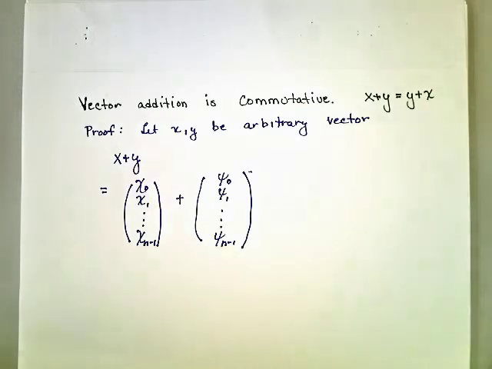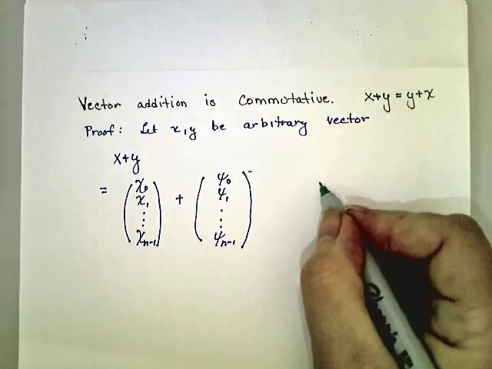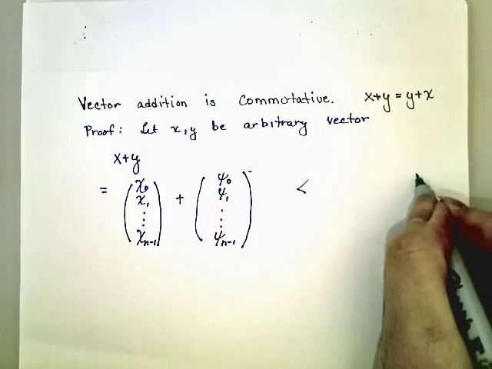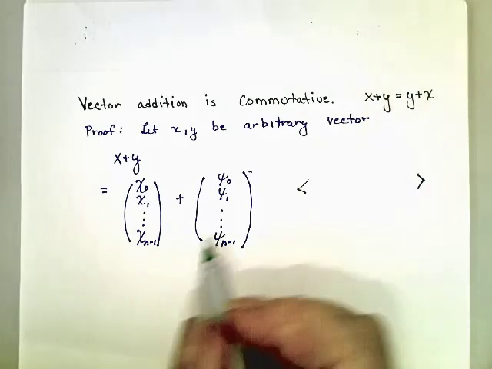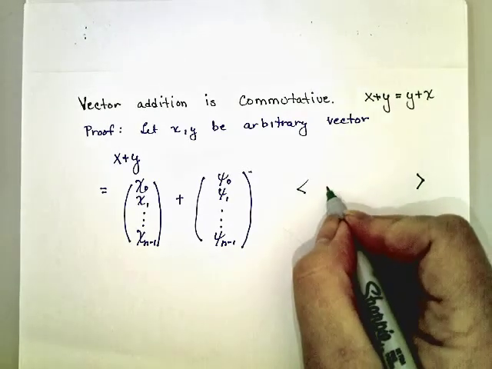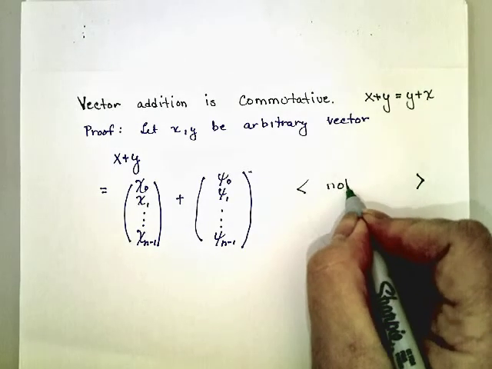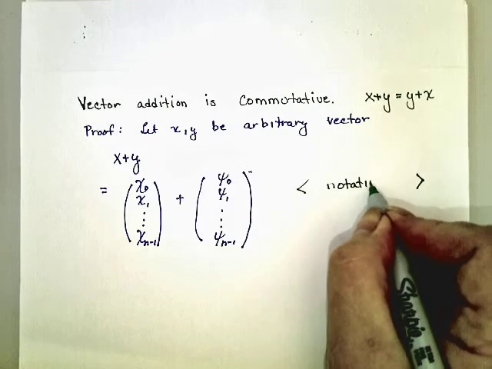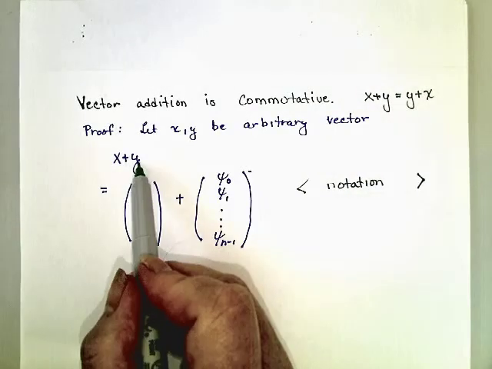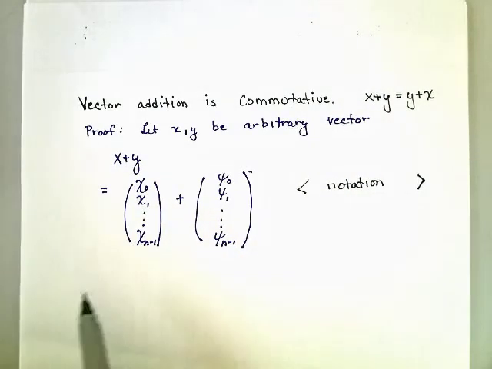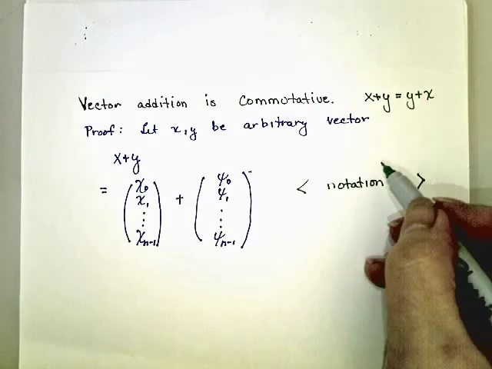So that others can follow my thinking and so that I can recall why I chose to do certain steps, I tend to write my reasoning inside little brackets. So in this case, to get from x plus y to this step, I just used notation.